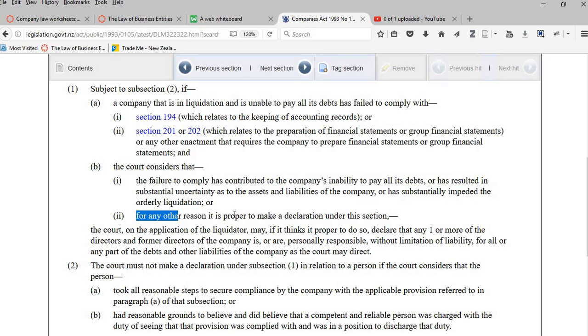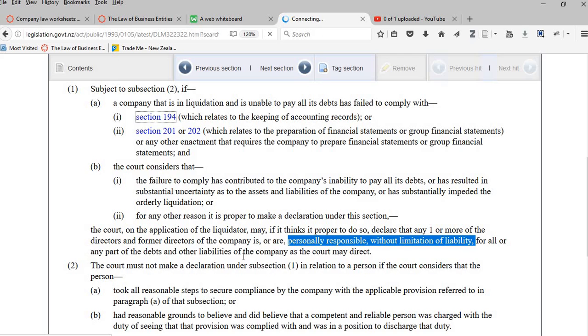Or for any other reason that the court thinks appropriate, the court may, on application of the liquidator, so this is the liquidator brings it, declare that one or more directors or former directors are personally responsible without limitation of liability. So this pierces the corporate veil and makes the directors personally liable. And this all relates to accounting records.